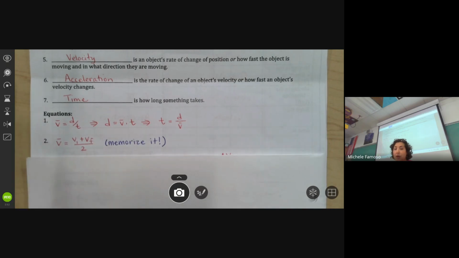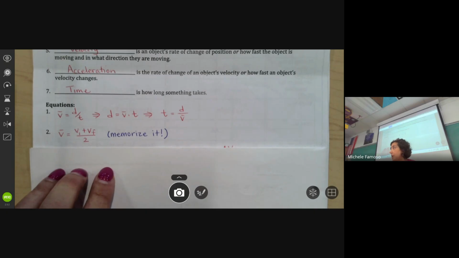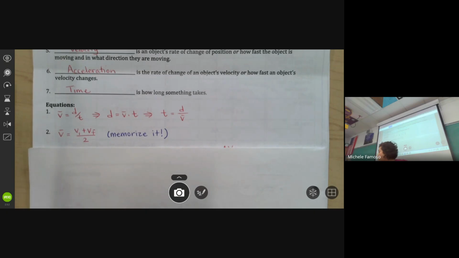Then number 2 is the one you have to have memorized. The other equation for V bar. That is VI plus VF over 2. You should have written that on your reference table that you have. So that way you have it to help you prepare and do problems in the future.